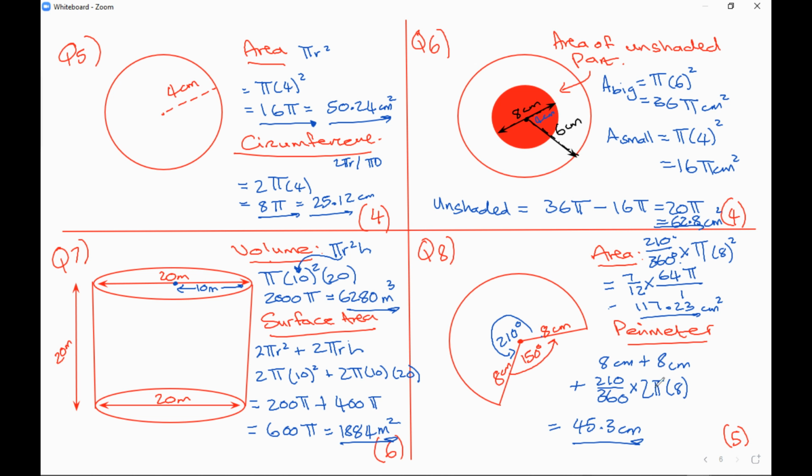I'll just double check this calculation here, just to make sure that it's correct. Remember, 8 plus 8 is 16, right? So this part over here will be 16 centimeters. And this part at the bottom here, I can simplify this fraction again into 7 over 12, and then multiply it across there, right? So I'm going to do that.